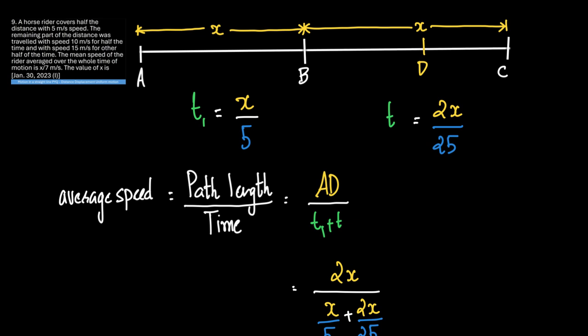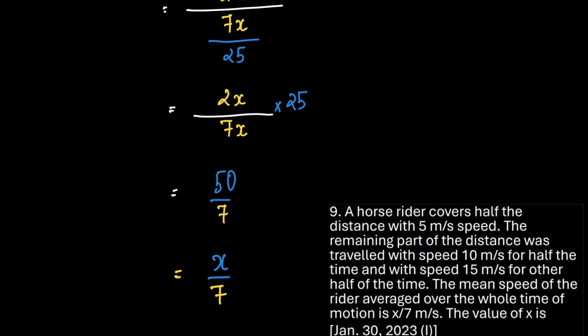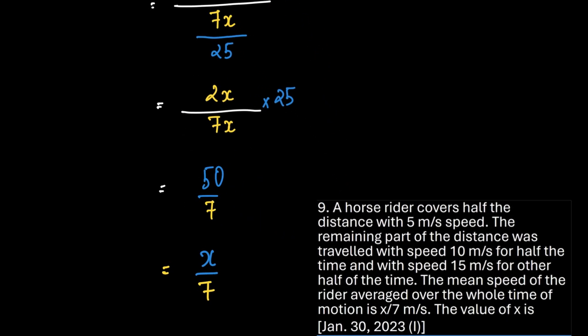what is average speed? Average speed is equal to path length by time. What is path length? AD. What is AD? The complete distance AB plus BC, x plus x, which is equal to 2x. T1 is x by 5, T2 is 2x by 25, and therefore we have 2x by, what I'll do is I'll multiply this by 5 in the numerator and denominator. So we have 5x by 25. So 25 is the common denominator. So 2x by 5 plus 2 is 7x. So what we get is 2x by 7x into 25.